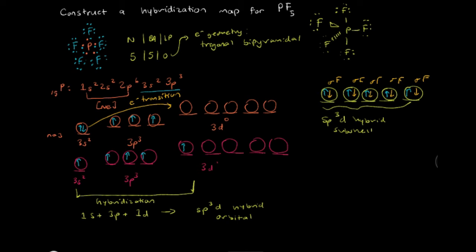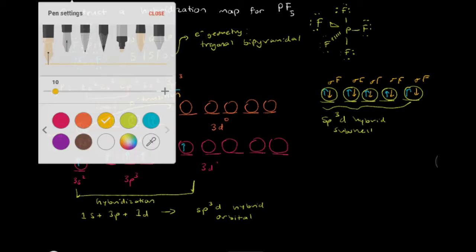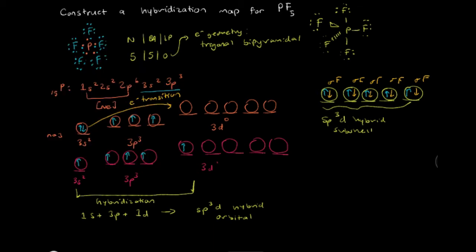Now, what we need to understand here is, in terms of the fluorine, if we look at its electron configuration, right, each fluorine is going to form 1 sigma bond. Well, if you look at fluorine, and we'll use a different color here.